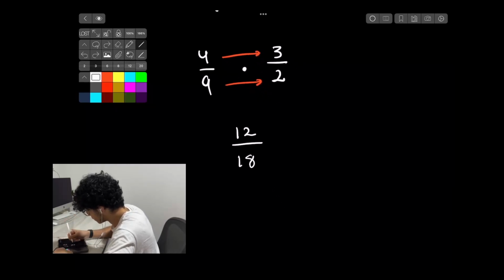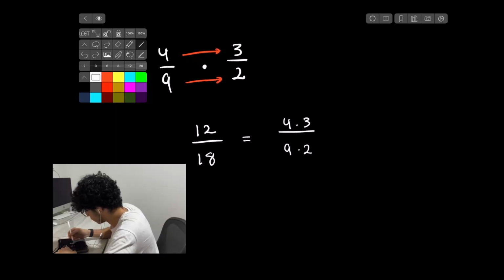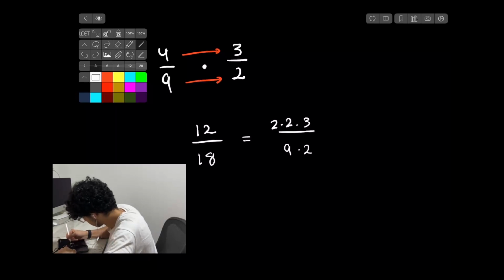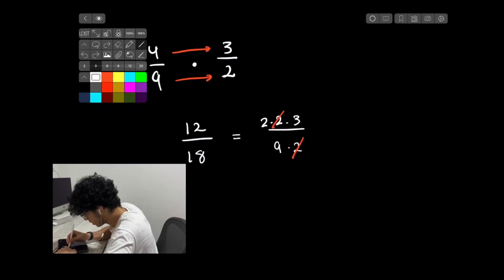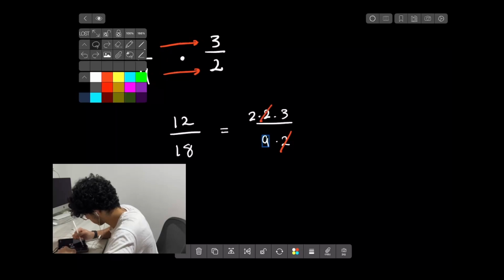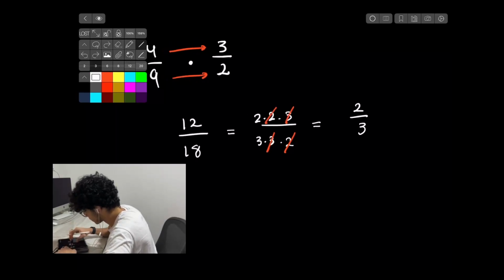And, well, we can simplify this further because 12 is the same as 4 times 3, and 18 is the same as 9 times 2, right? And 4 is the same as 2 times 2, right? And 9 is the same as 3 times 3, right? And so we can cancel these off, leaving us with 2 over 3 as the final answer.